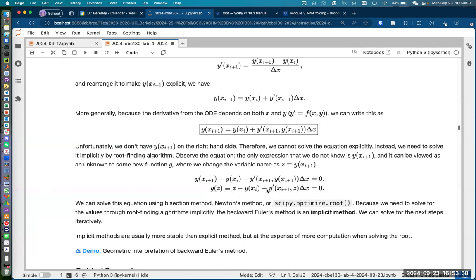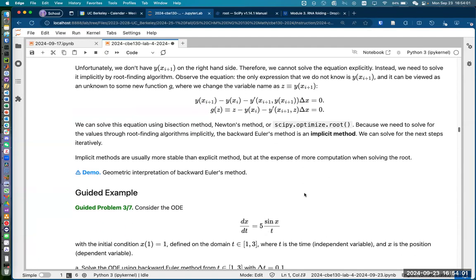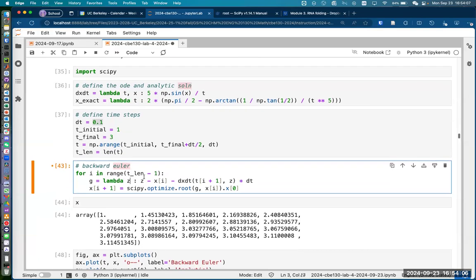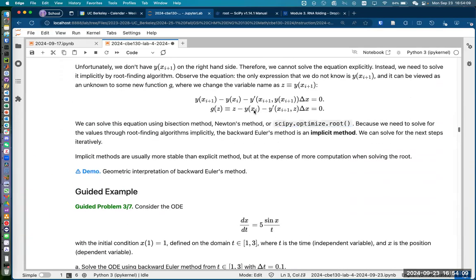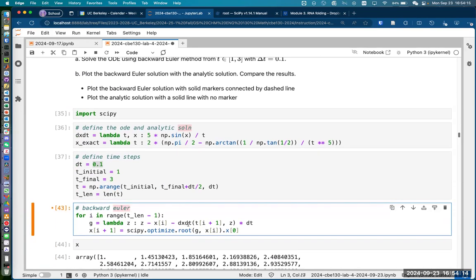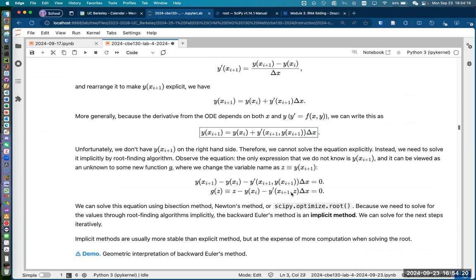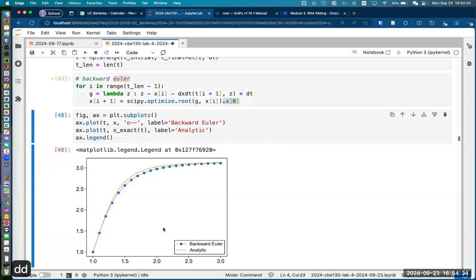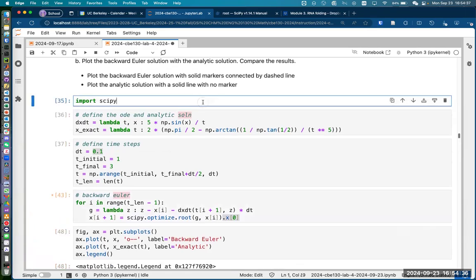So we need to input this line into the code. So we defined a g function, g lambda function, as lambda of z, z minus x of I, which corresponds here, minus dx dt, t at I+1, comma z, like here, multiplied by delta x. In our case, it's delta t. And then for each iteration, we will solve the root finding algorithm and then find the result and update it. And we get the backward Euler method.